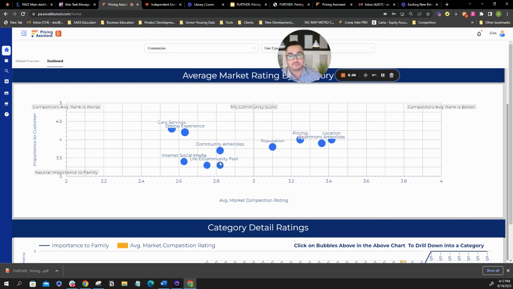Community amenities, our feel, our life enrichment and activities program, our website and social media experience, our dining experience, our care services experience. We know that these are the areas in this market that we need to really emphasize, because the families and residents looking at our competition are already seeing this. And the fact that we know that very clearly, we can point those things out in our sales process or in our marketing messaging.